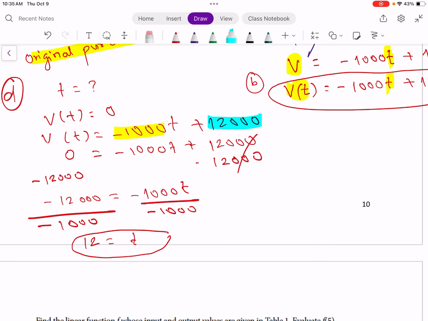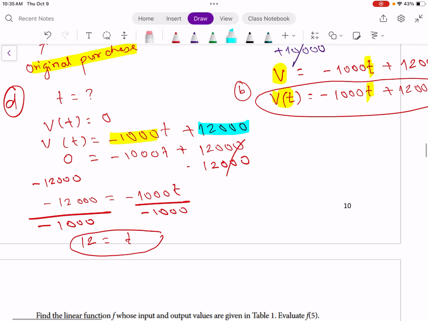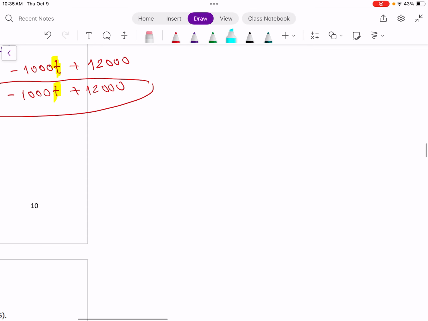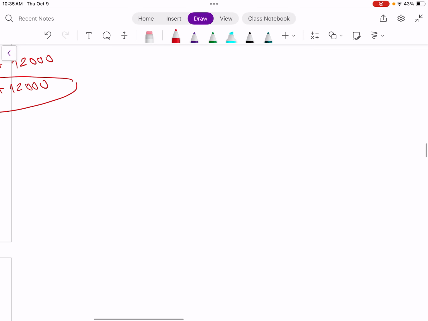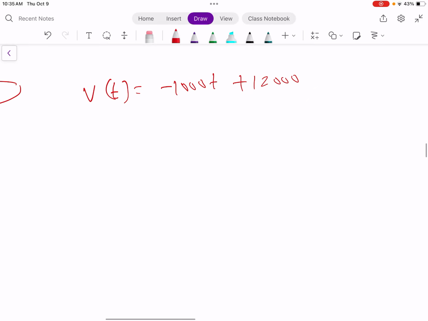Now let's go ahead and graph this function. Any questions up to part D? All right, so let's graph this function. It does not ask us, but let's graph it. Our function is V of T equals negative 1000 T plus 12,000. Now to graph, we get a straight line. We need at least 2 points. Our input is T, our output is V of T. T and V of T together give us a point.